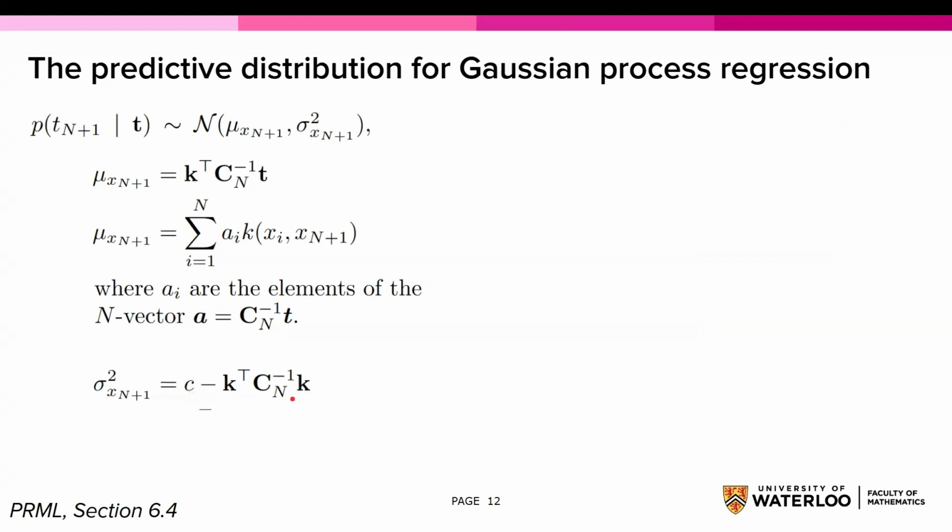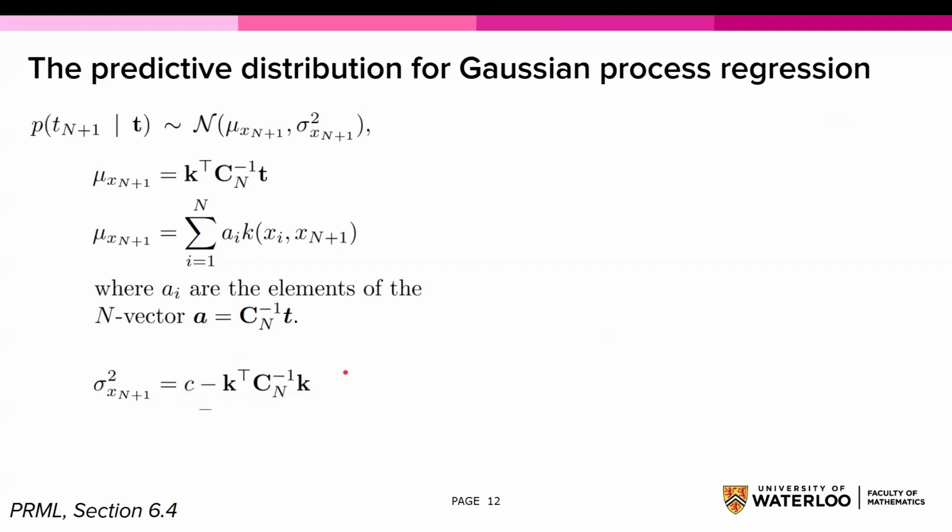So to give some intuition here, when the test point is really close to one of the training points, the values in K are going to be large. And because we're subtracting this value, the variance, or the uncertainty, is going to be low. So we're going to have greater confidence in our prediction when our test point is close to existing training data.